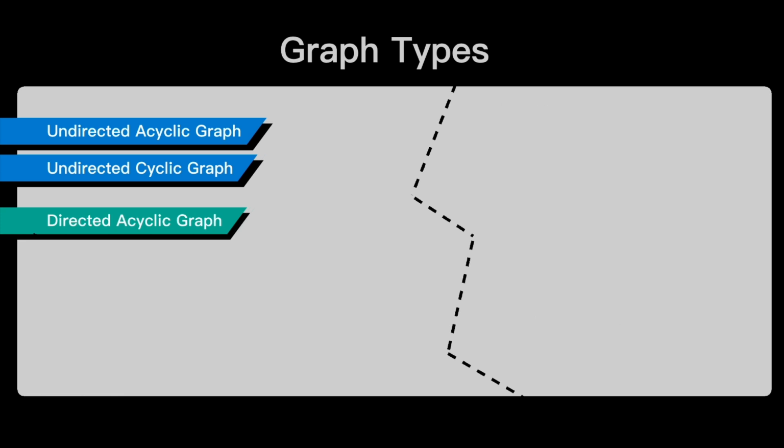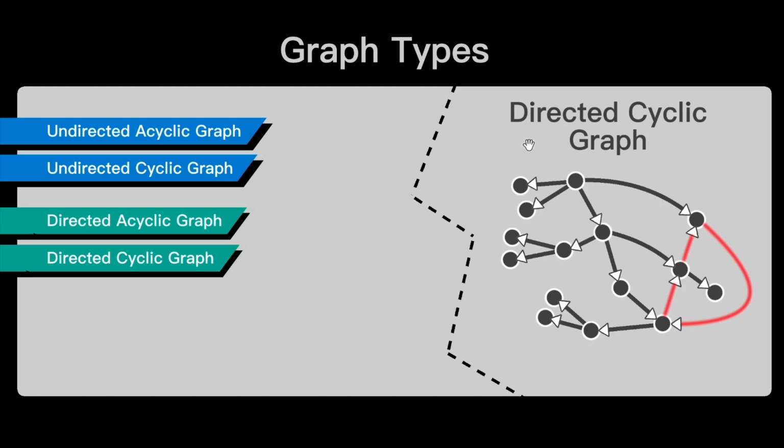The fourth type is directed cyclic graph. Let's see the example. It's still directed, meaning there are directions between points. But now it's a cyclic graph, meaning if you follow some points with their directions, you will see a circle being formed, like this one on the right. That makes this graph a cyclic graph. So this is the fourth type of graph.